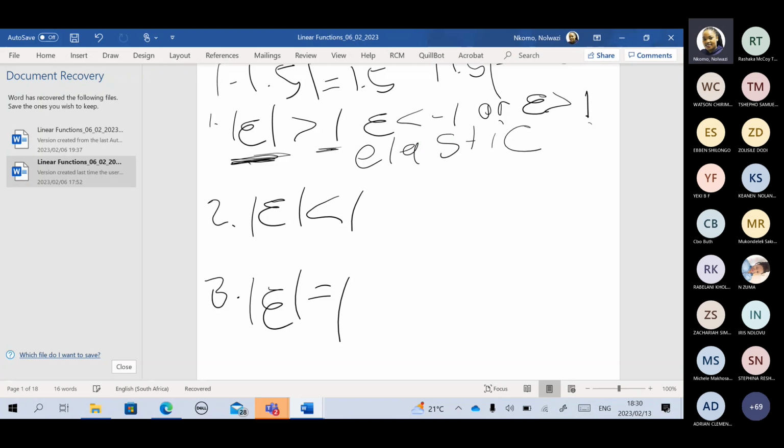Okay, and again, our condition 2 is when the absolute value is less than 1. If this is the case, this will only happen when the absolute value is between 1 and -1, right? And if this is the case, then we will say the demand or supply is inelastic.